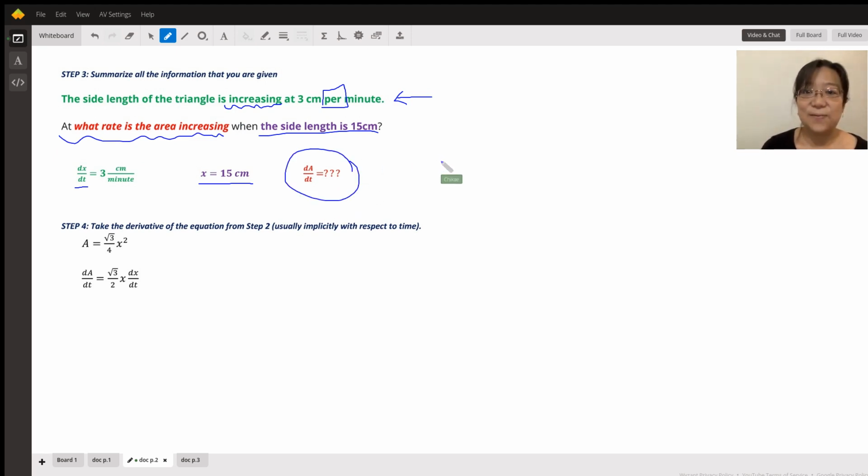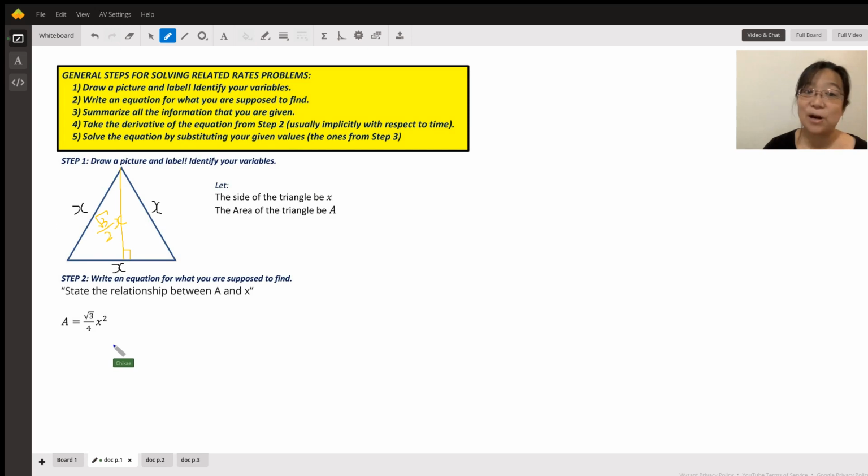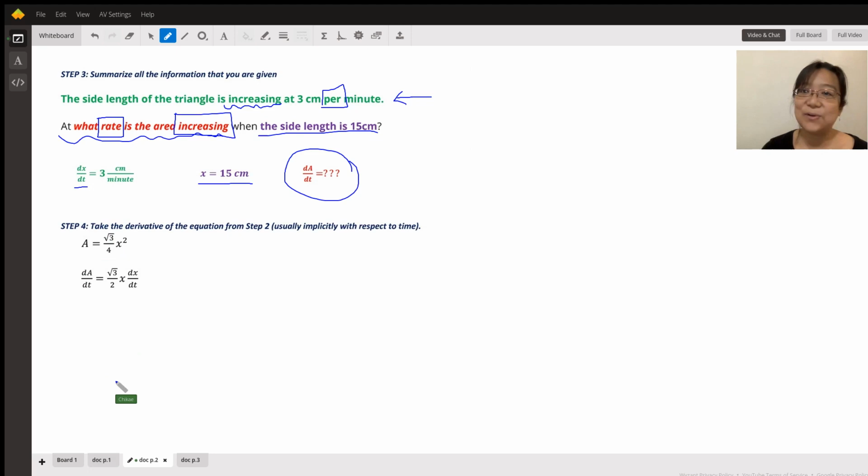And you'll notice that has that key word I mentioned earlier, which is rate, right? And we also see the word increasing. So that tells you you're going to get a something over dt, right? Now, in this case, we don't get that. That's what we have to find. So step 4, in order to find that, we're going to take the derivative of the equation from step 2. So this is what you found in part A: A equals root 3 over 4 x squared. And we're going to take the derivative of that with respect to time.